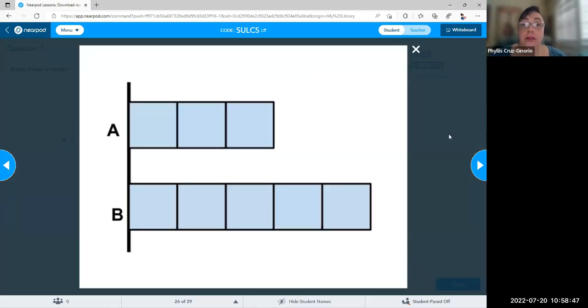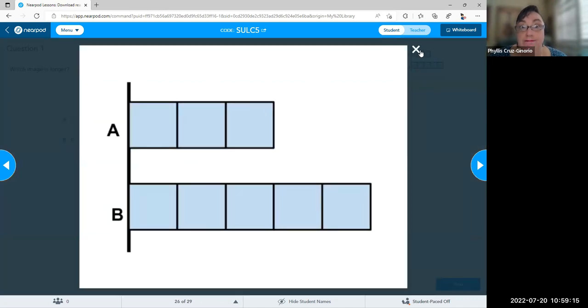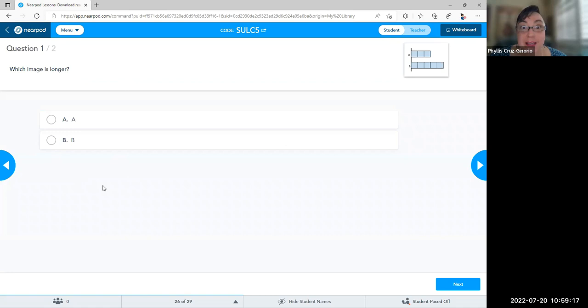Now you're going to look at the picture. You can click on it to make it bigger if you need to. And you are comparing the length of the cube trains. We have cube train A and cube train B. Look, they started on the starting line. Look, they did what they were supposed to do. Let's read the question and follow the directions. Here it is. Which image is longer, A or B? Easy peasy, lemon squeezy. Mark your answer.